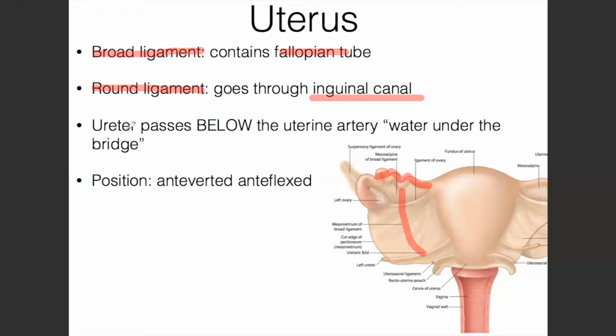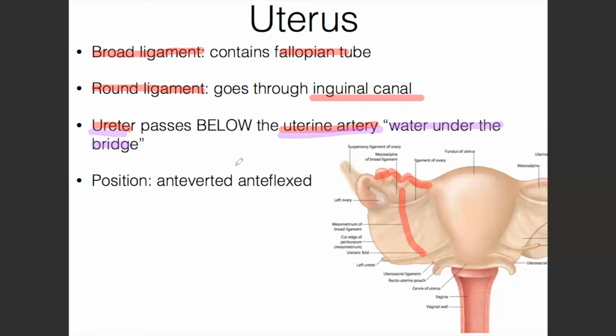One more thing that's important clinically is that in this area, the ureter passes near the uterine artery. It's important to know that the ureter passes below the uterine artery. People usually remember it with the mnemonic "water under the bridge": the ureter, which is carrying the water or urine, goes under the uterine artery, which is the bridge in this analogy. So the ureter runs below the uterine artery.